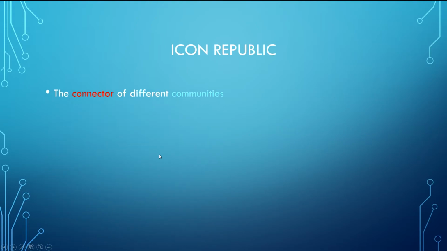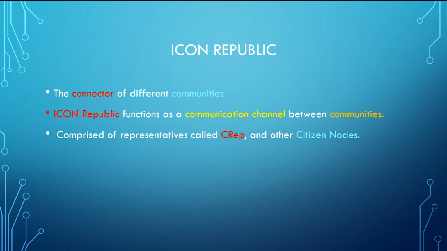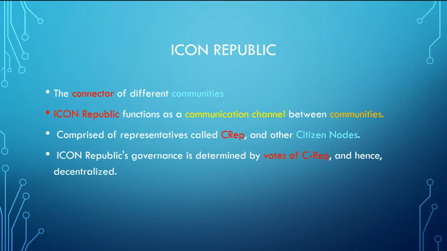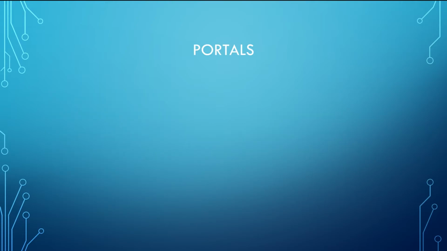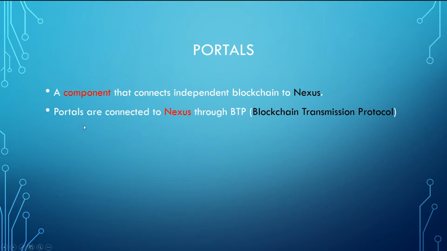So the Icon Republic, basically what I said before, is the connector of different communities. The Icon Republic functions as a communication channel between communities. It is comprised of representatives called CREP and other citizen nodes. The Icon Republic governance is determined by the votes of CREP and hence decentralized. So a portal is a component that connects independent blockchains to the Nexus. Portals are connected to the Nexus through BTP, which is what we talked about before.